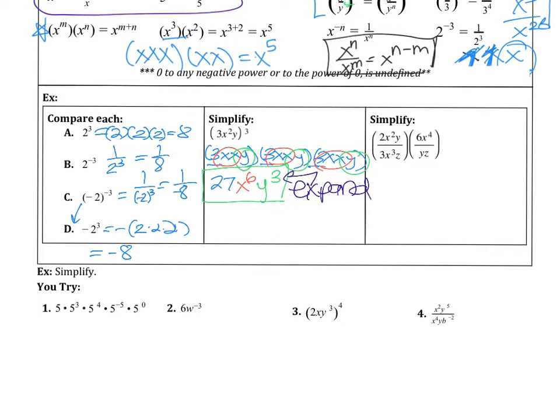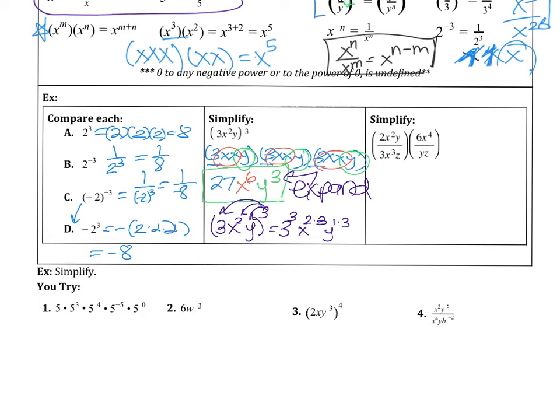Now I'm going to use the property version of this problem. So really what we're saying is that 3x squared y all to the third power, we're going to distribute this power. So this is going to become 3 to the third, x to the 2 times 3, y to the 1 times 3, because there really wasn't an exponent written with y, but I know that that means that there was an invisible 1 there.